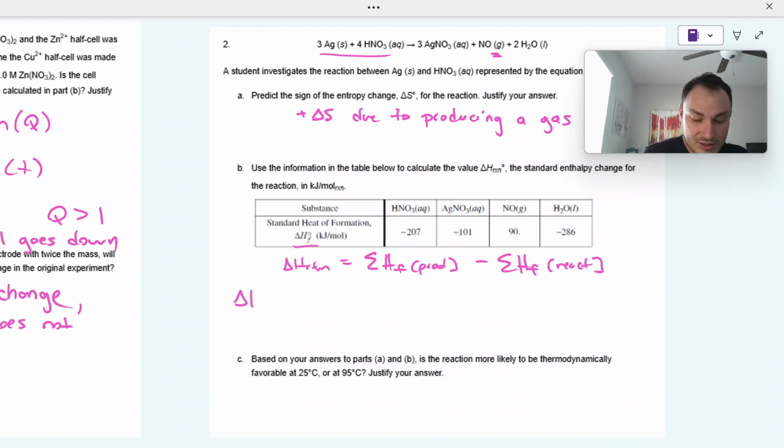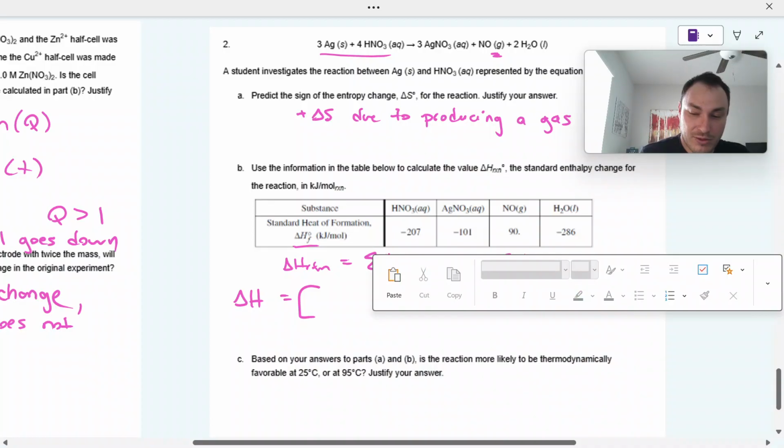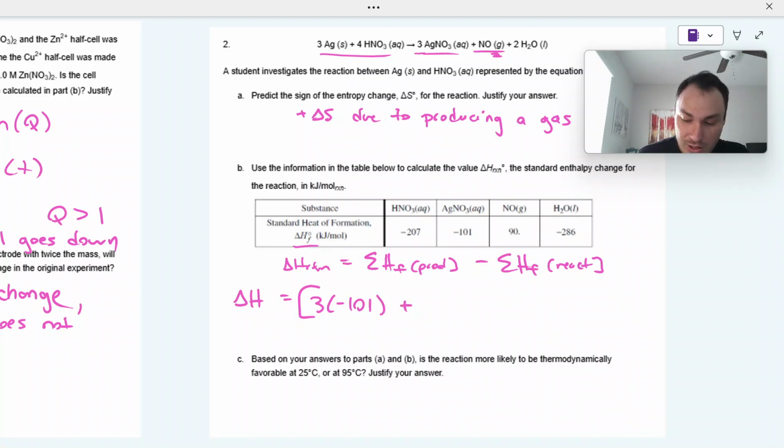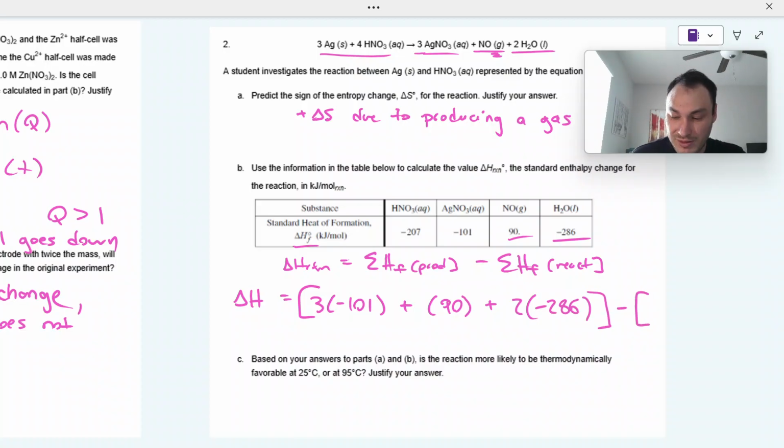So let's set this up. Delta H is equal to, we have 3 silver nitrates, so 3 times -101. We have 1 NO, so NO is 90. We have 2 H2O liquids, so 2 times -286. Those are all of my products. I'll close that parentheses. I usually like to separate products and reactants with brackets.